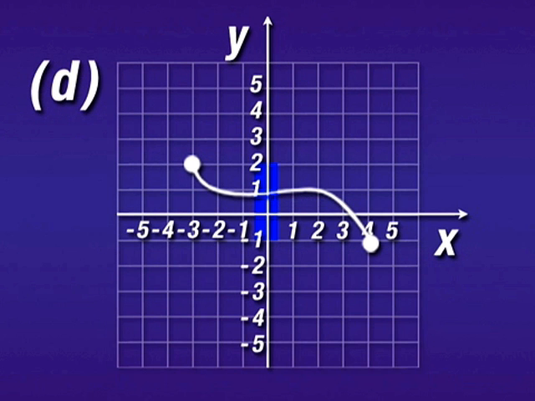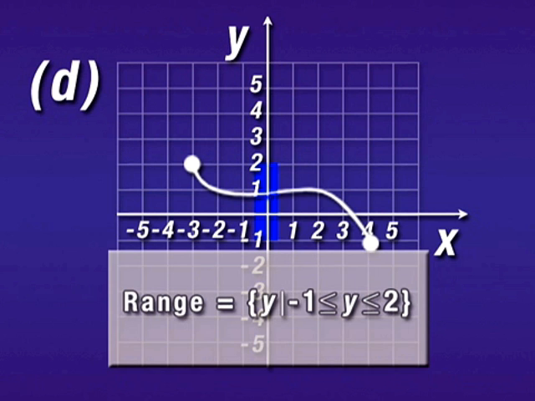Finally, we're asked to find the range of the function. The range would be the graph's shadow or projection on the y-axis. And we can see that this shadow would go from negative 1 up to 2. And so we can write that the range of the function is the set of all y such that negative 1 is less than or equal to y, and y is less than or equal to 2.